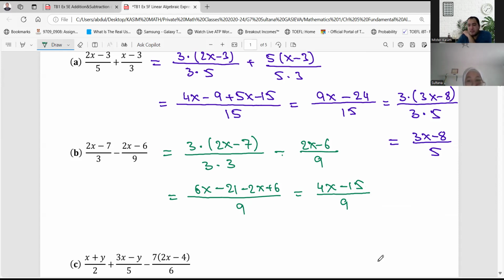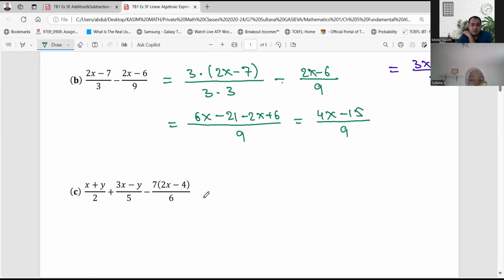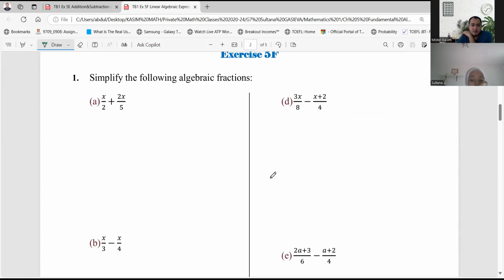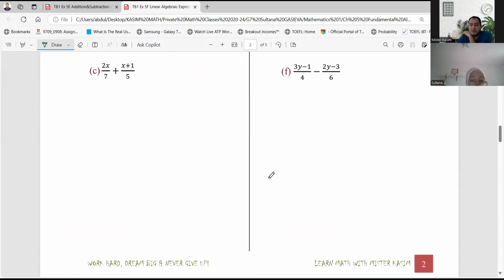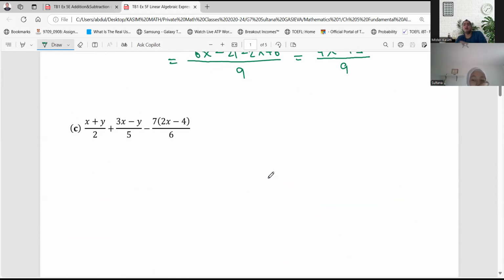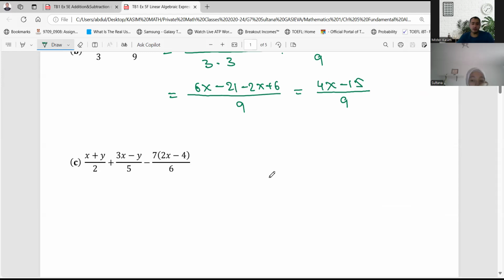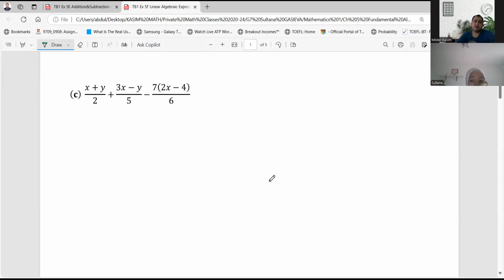I'll show you one more example, Sultana, and I'll finish the class, okay? I have already shared these questions. You try to solve these questions yourself, okay? And next time we'll practice these questions and continue with equations. Now look at this fraction, Sultana. The denominators are 2, 5, 6. What is the least common multiple of 2, 5, and 6?